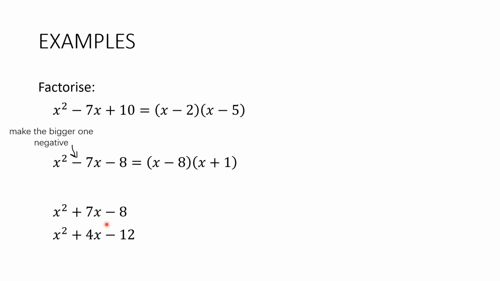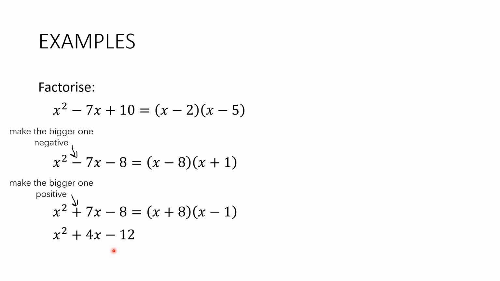Okay, down here, the same question, but different sign here. So signs are different, and we're going to have 8 and 1, but this time we want to make the bigger one positive. So the 8 becomes positive, the other one is negative. Let's check this out. We've got negative x plus 8x, which is plus 7x.